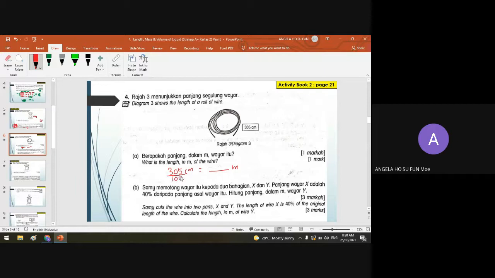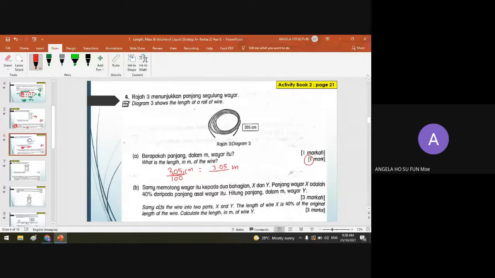Why? Easy for me to see. How many 0 in 100? There are 2 zeros. So I just shift the decimal point 2 places in front. So I will get my answer, that is 3.05 meter. Okay, 1 mark automatically here. Without showing any working step, if you can straight away give me 3.05 meter, I will also let you get the 1 mark.